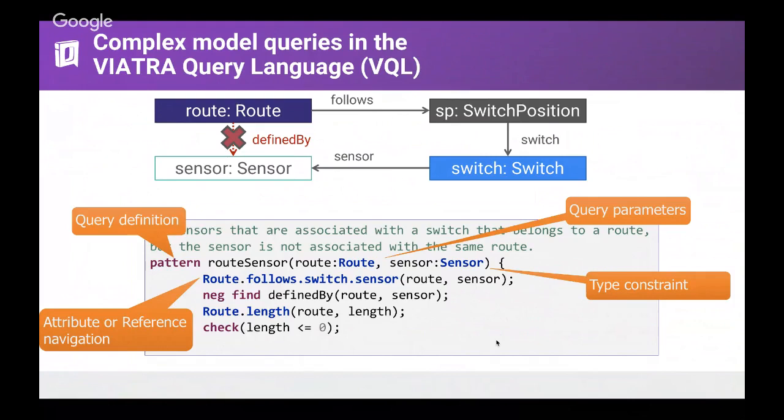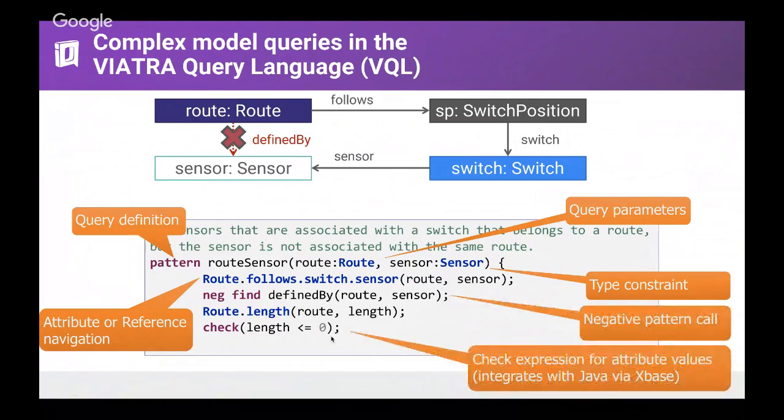In this particular case, we see how powerful this language is. So it's very easy to write a so-called multi-step navigation along several relationships or references in this graph. And you can also use an expression language, which is essentially realized using Xbase, a Java-like embedded language in Xtext, that can be used, for example, to express value constraints on attribute values.